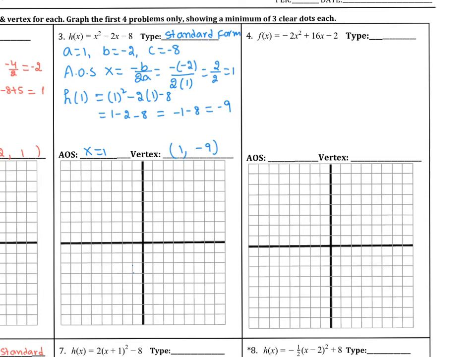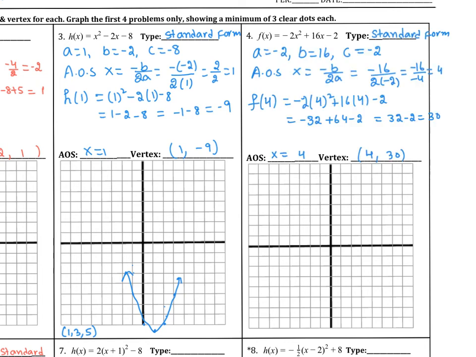Now to graph, we are going to first plot the 1 comma -9, that is the point on the graph, and then you're going to use the pattern 1, 3, 5, because a is 1, so it's up 1, and then over 1, 2, 3, up 3. We do not have to make too many points, 3 or 5 points would be enough to make a graph.